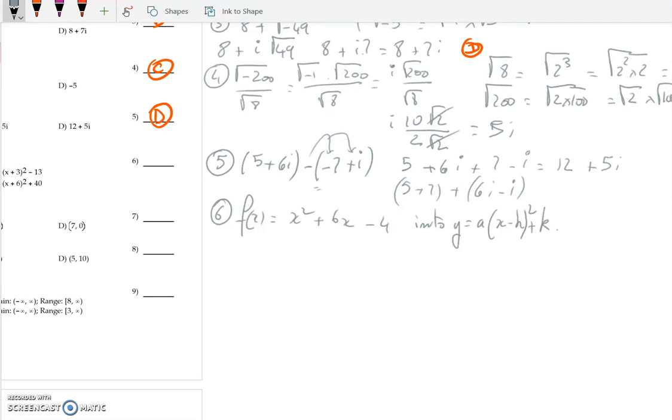One of the first things I like to do is put a plus right there. It doesn't change anything, because plus times minus is still minus. But I like to do that because this f of x looks like ax squared plus bx plus c. In that case, a equals 1, b equals 6, c equals negative 4. That is important in order to express the values of a, h, and k to solve question number 6.